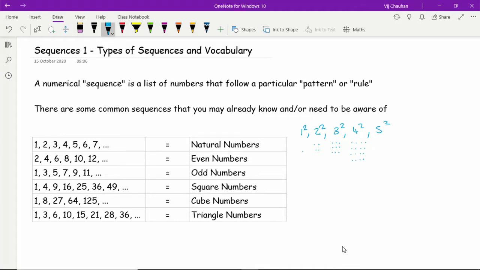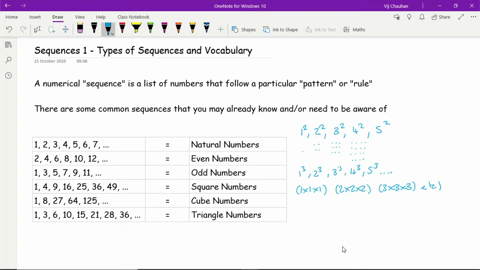The next one is looking at cube numbers, so that would be 1 cubed, 2 cubed, 3 cubed, 4 cubed, 5 cubed, etc. Which again is just 1 times 1 times 1, 2 times 2 times 2, 3 times 3 times 3, etc. So it's just a case of multiplying the number by itself one more time, compared to squared numbers. And then finally, triangle numbers.